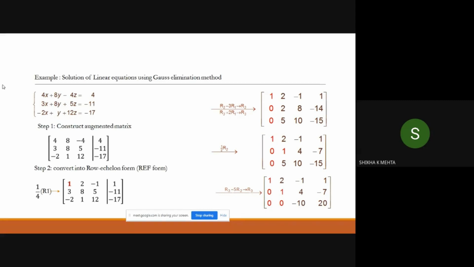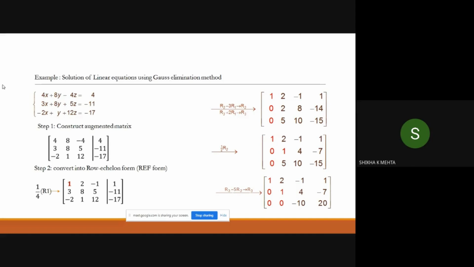And all other values are retained as they are, because in the row echelon form, we have to focus on this particular part, the lower triangular part. So when we are able to get this, now we have to see further how to convert the other columns so that we are able to get the complete row echelon matrix.